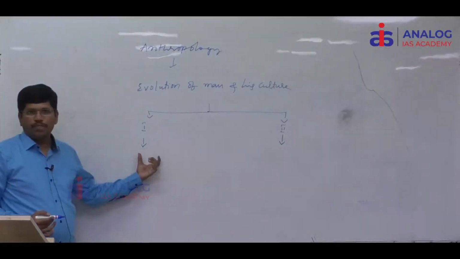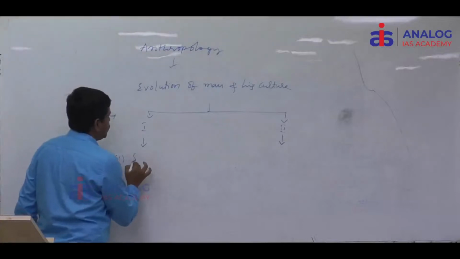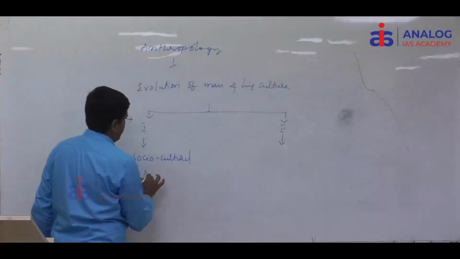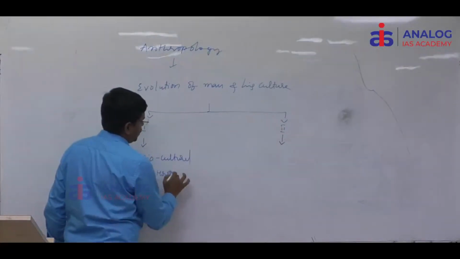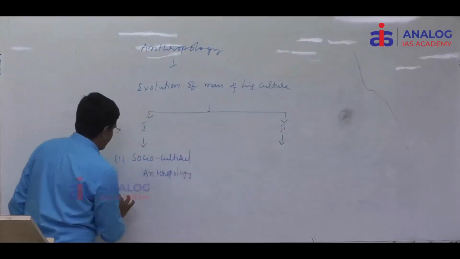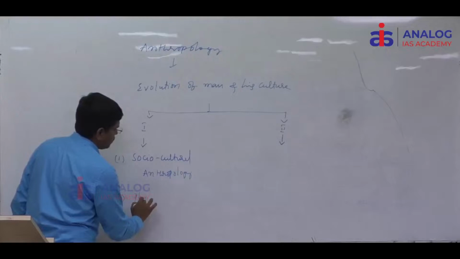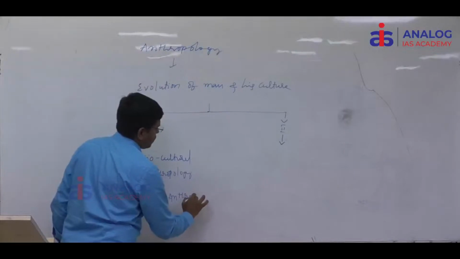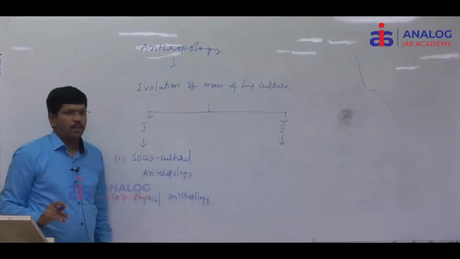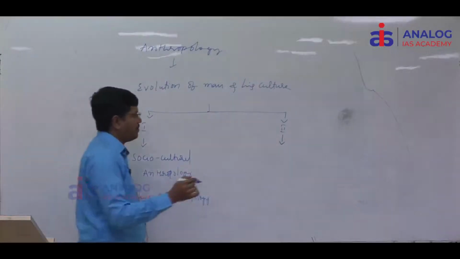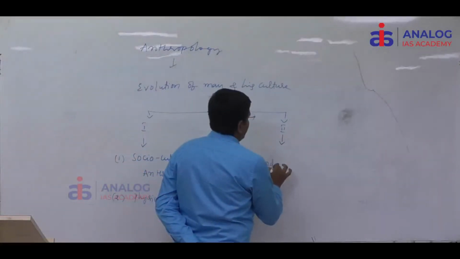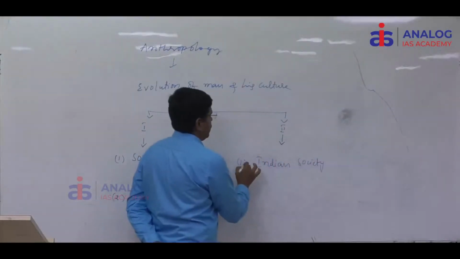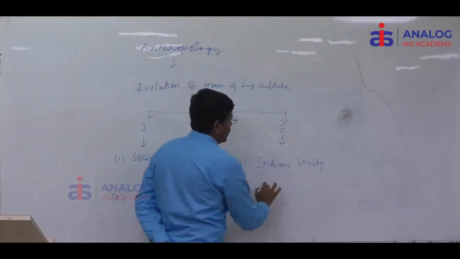In the first paper, there are two components. One is socio-cultural anthropology. Second one is physical anthropology. In the second paper, we'll study Indian society in general, and we'll study tribal India.